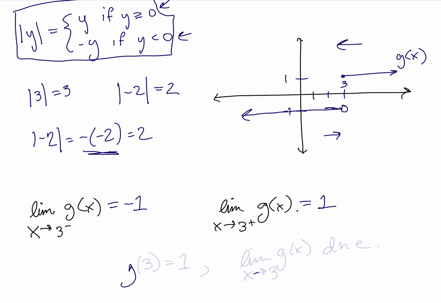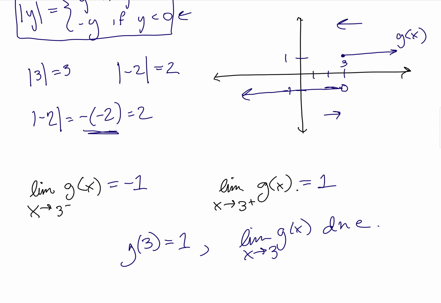And we could also note at this point that g of 3 is equal to 1 as well, and that the limit as x approaches 3 overall of g of x does not exist. It does not exist because there is not one single value that the function approaches as x approaches 3. Okay, let's look at one last example.